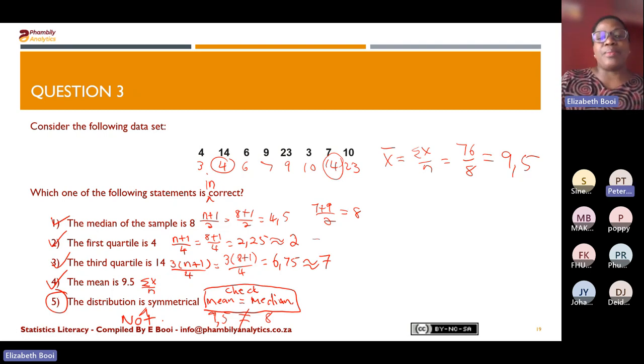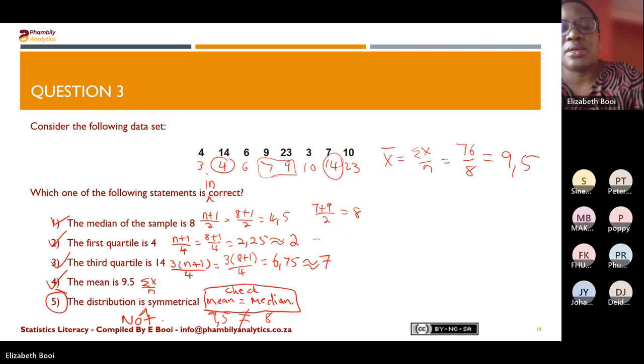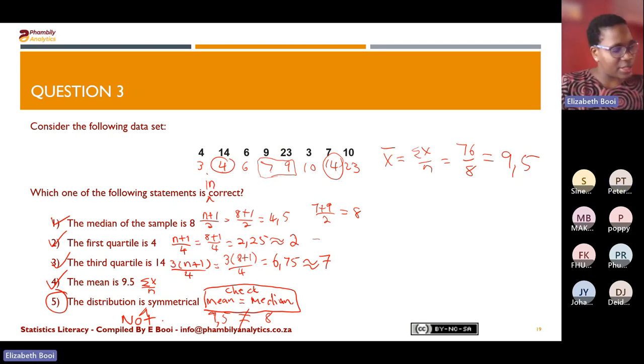Sorry, Lizzie, can I just ask one question? Yes, you may. That first one, the median of the sample is 8. Can you just go over that? I've got up until 4.5 and I just hit a blank where you got that 7 plus 9 divided by 2. So we got the position of the median, which is 4.5. We count 1, 2, 3, 4.5. It's between 7 and 9, so it's between two values. So we take the average of the two values. 7 plus 9 divided by 2 gives you 8. Thank you. Yes. Okay.